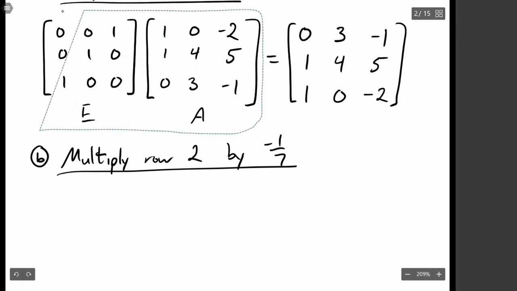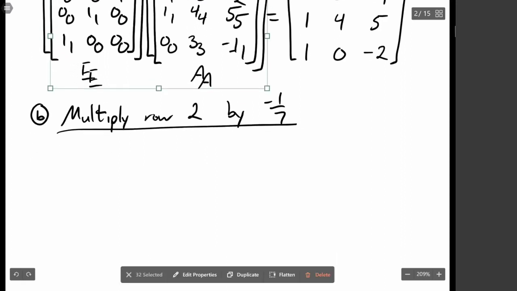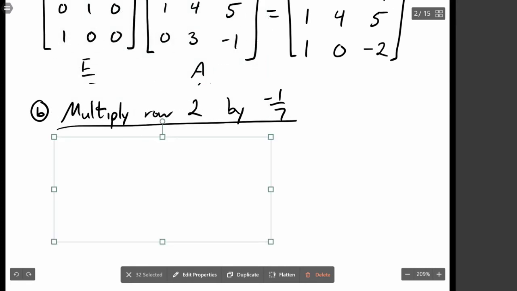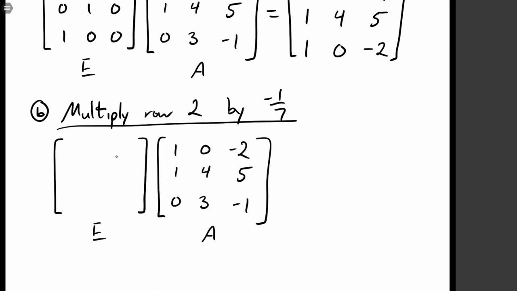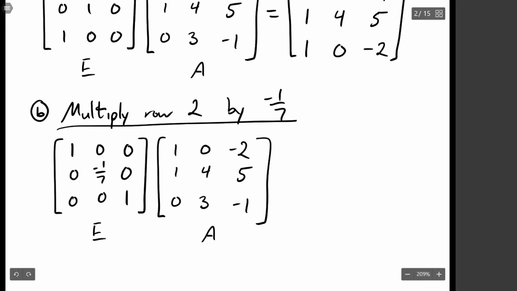I'm going to just copy this whole thing here, because we're going to have something very similar. So we need to come up with a new elementary matrix here. If we're multiplying row 2 by negative 1/7, we need to take the identity matrix and multiply row 2 of that by minus 1/7. So we're looking at something like this. Does that make sense? So we took row 2 in here, and we multiplied by minus 1/7.